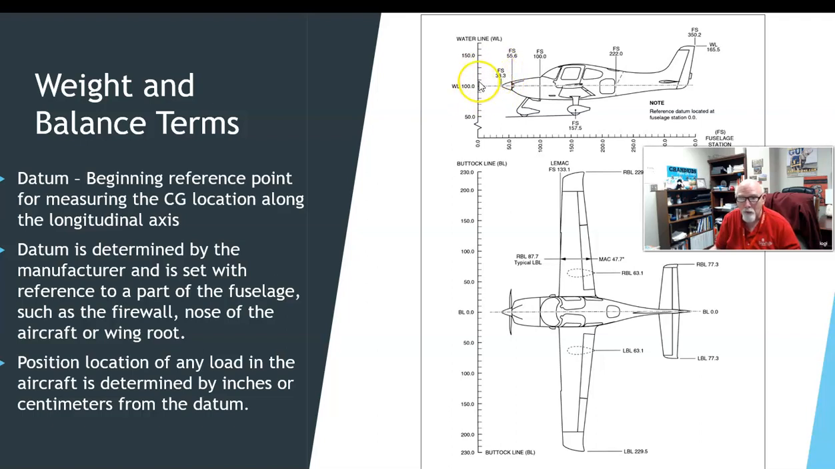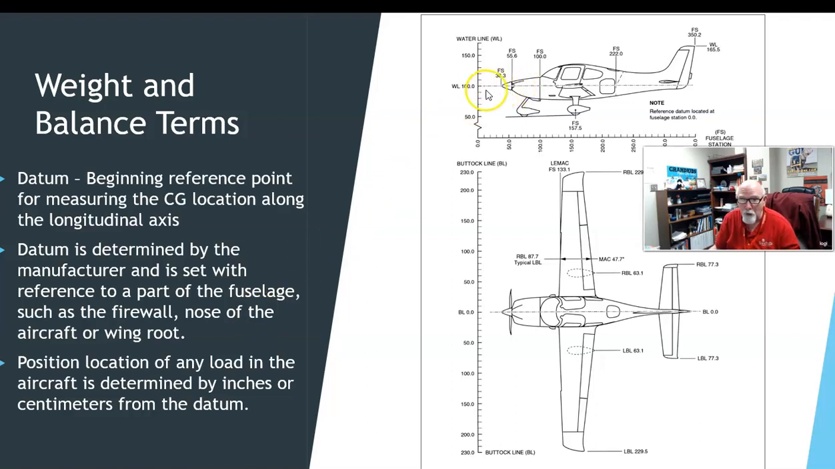So this is the datum line. Everything going this way is measured from the datum line. So if CG is here, that's 100. It may be 150 inches after the datum line, and that's where your center of gravity would be. And again, each aircraft has its own datum line. It's determined by the manufacturer and set with reference to a part of the fuselage, such as the firewall, the nose of the aircraft, or a wing root.